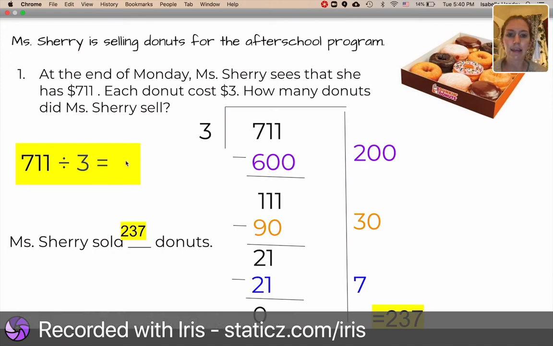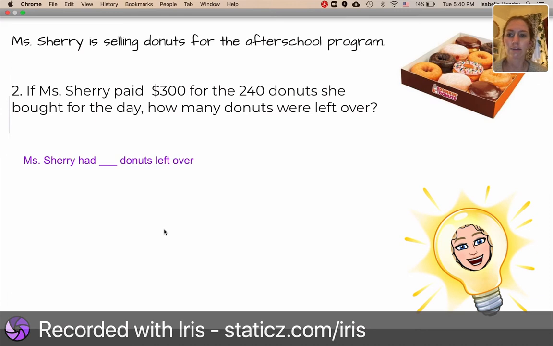So it's the same division we've been doing all week. Just make sure you put your answer in a full sentence. Now let's go on to number 2. In number 2, we're reviewing some other things we've learned. First of all, I'm looking at this problem. Let me go back. If Miss Sherry paid $300 for the 240 donuts she bought for the day, how many donuts were left over?